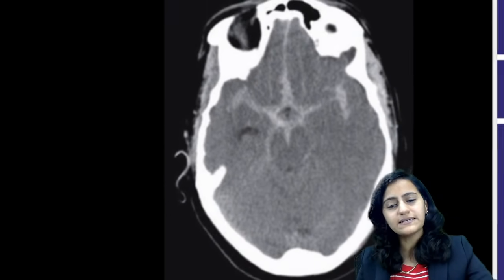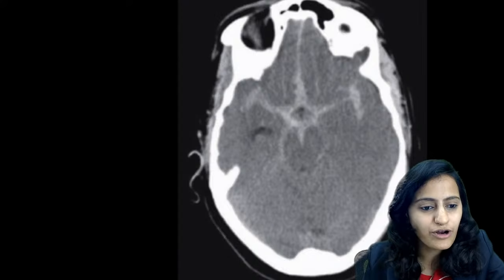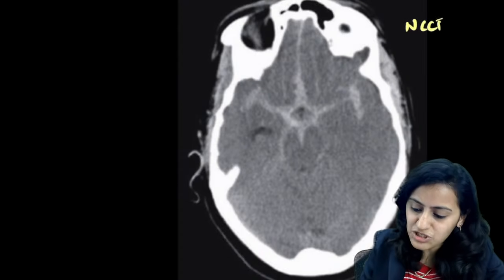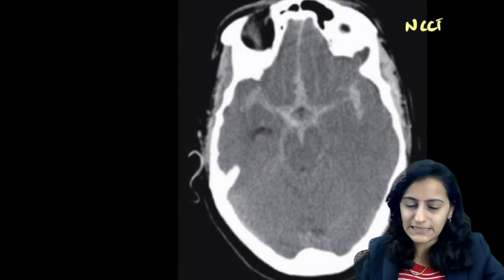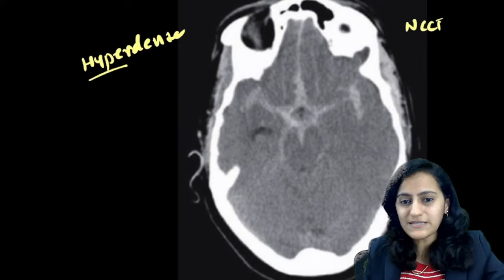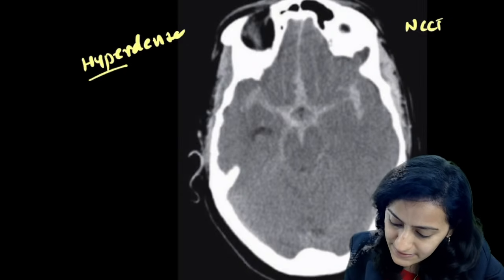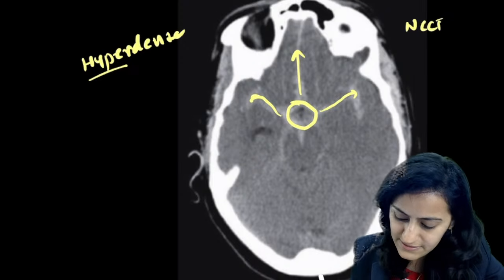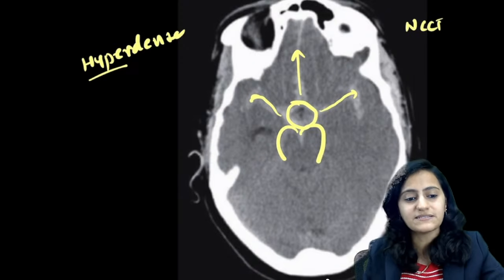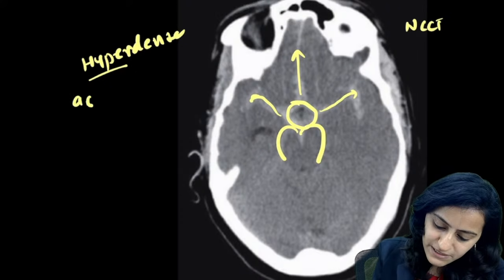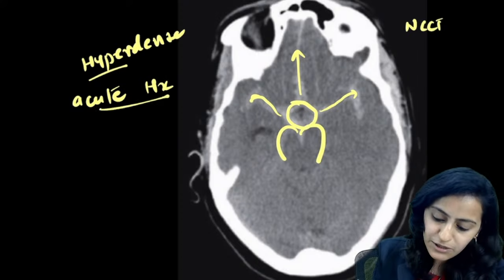Why? Because let's have a look at this image here. This is a non-contrast CT, which is showing this white, that is hyperdense areas. White stands for hyper. This is the blood in the fissures, the blood in the cistern, the blood in the perimesencephalic cistern. So all of this is the acute hemorrhage. What is hyperdense on non-contrast CT is acute hemorrhage.